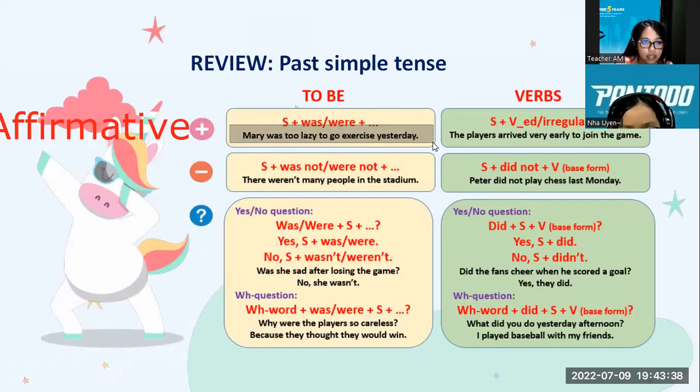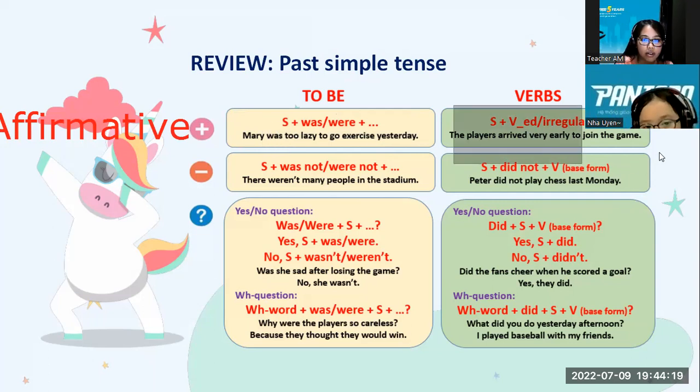So what is the subject here? No, Mary is the subject. When you say subject, Uyen, that means who we are talking about. It can be a person, a place, or a thing that we're talking about in our sentence. Who is lazy to go exercise? That is Mary. So the subject is Mary. Now, very good. So what is that to be? That is was. Okay.